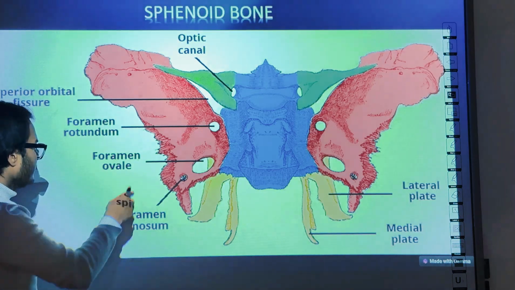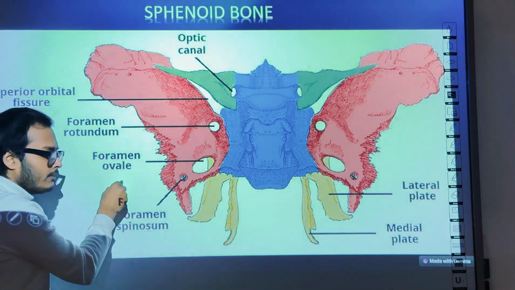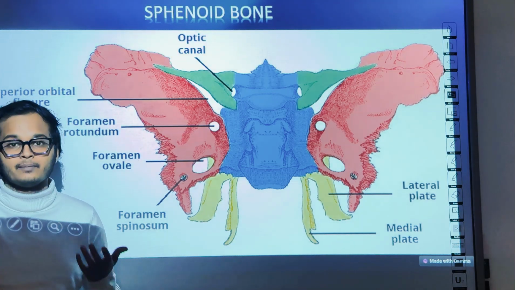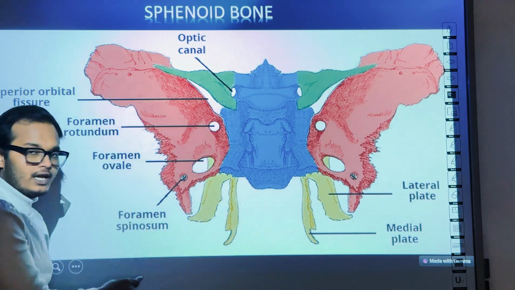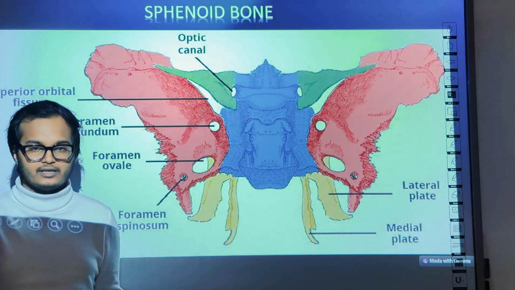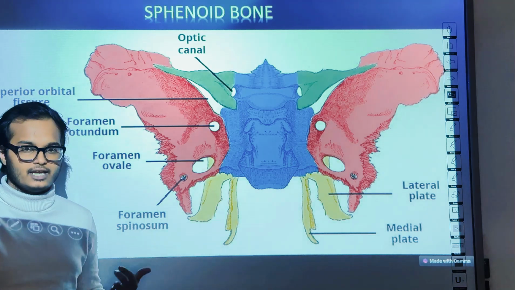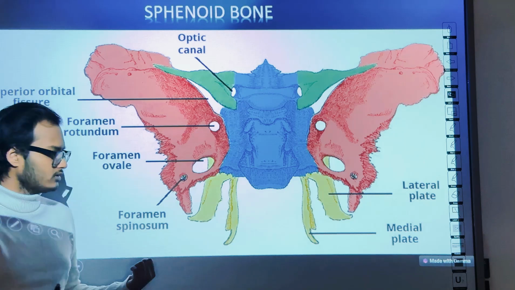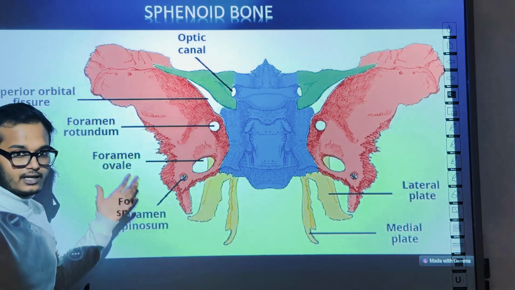The second one, the foramen ovale: through it the third branch of the trigeminal nerve, the mandibular nerve, passes. Also through the foramen spinosum, the middle meningeal artery and middle meningeal veins pass. So this is about the greater wings.